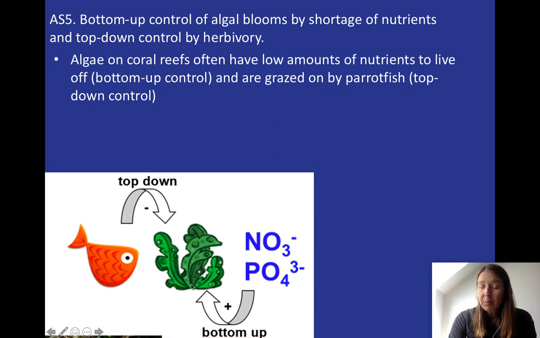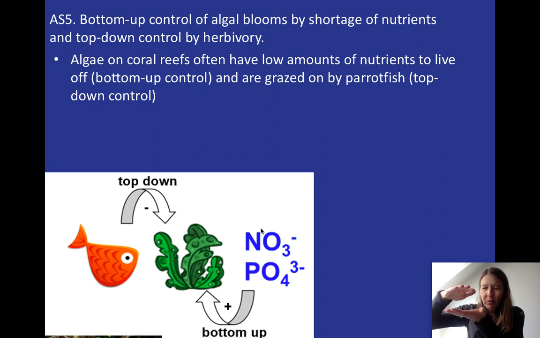But another thing that keeps it from growing out of control is if you have limiting nutrients. If there's not a whole lot of nitrates and phosphates in the water, the population can stay pretty low. So algae on coral reefs have low amounts of nutrients. They tend to live in a pretty small box, right? And the parrotfish will put the lid on that box. So at the bottom of the box, there's not too many of them because you don't have a lot of nutrients, and there's also a lot of parrotfish that will eat them.